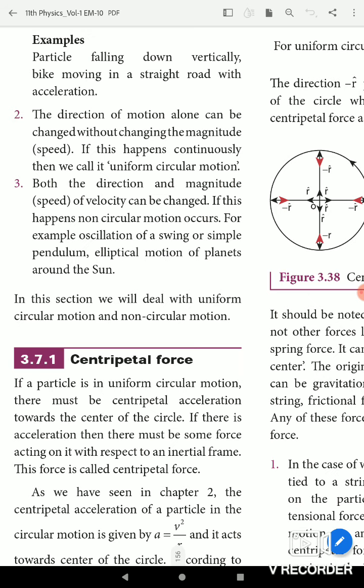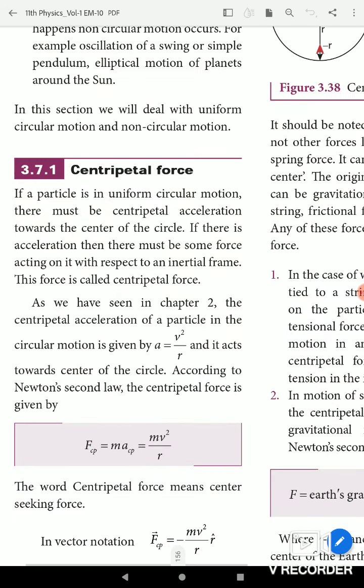Okay, then next one is the centripetal force. If a particle is moving in a circular motion, there must be centripetal acceleration towards the center of the circle. If there is an acceleration, then there must be some force acting on it with respect to an inertial frame. This force is called centripetal force. It is a 2-mark question and 3-mark question: What is centripetal force? Or obtain the centripetal force equation. Okay, that is a 3-mark one.